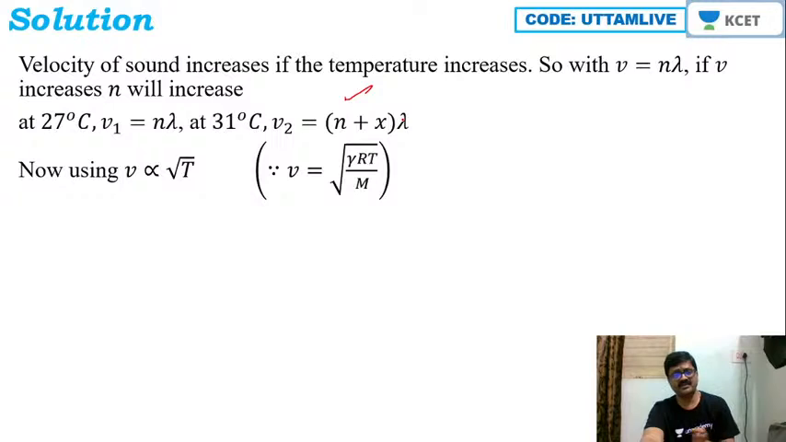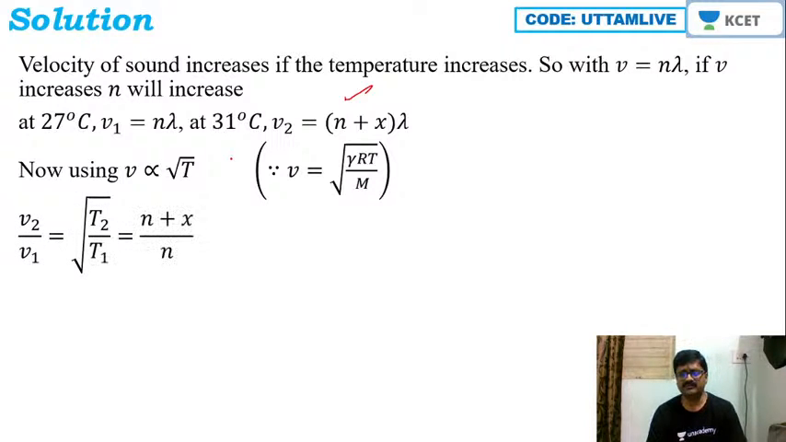So thus now let us make use of V being directly proportional to root of T. From the formula, V is equal to root of gamma RT by M from Laplace correction equation, right? So hence, here I can write V2 by V1 is equal to root of T2 by T1. The root of T2 by T1 can be comfortably written as what? V2 by V1. So V2 by V1 is what? V2 is N plus X into lambda and V1 is N into lambda. So lambda cancels off here. Hence we'll obtain it as what? N plus X divided by N.